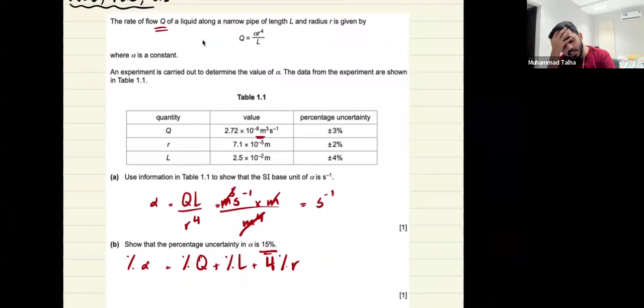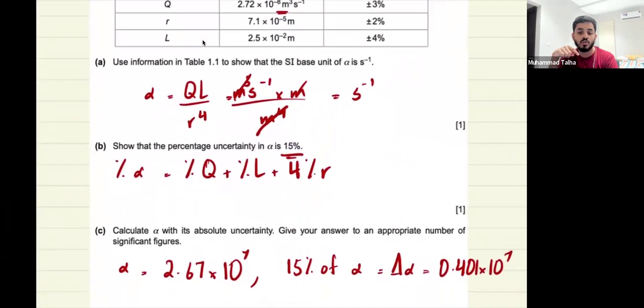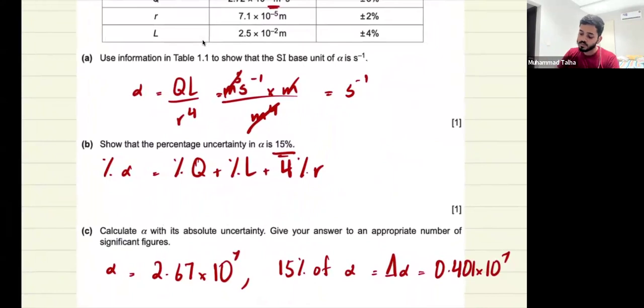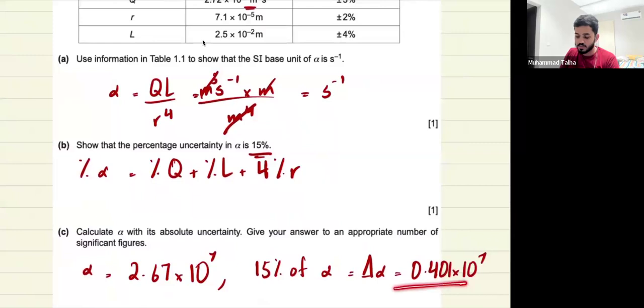We had to show the percentage uncertainty in alpha, so we make alpha the subject. And then according to the formula here, we add those percentage uncertainties. This is how you find the absolute uncertainty. Once you have found the percentage uncertainty, you find alpha, and then you just take this percentage of the actual value, which turns out to be this.